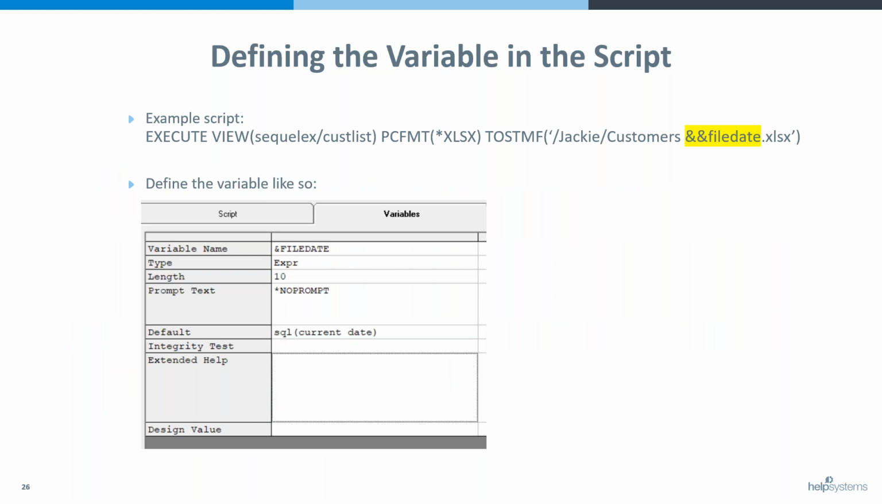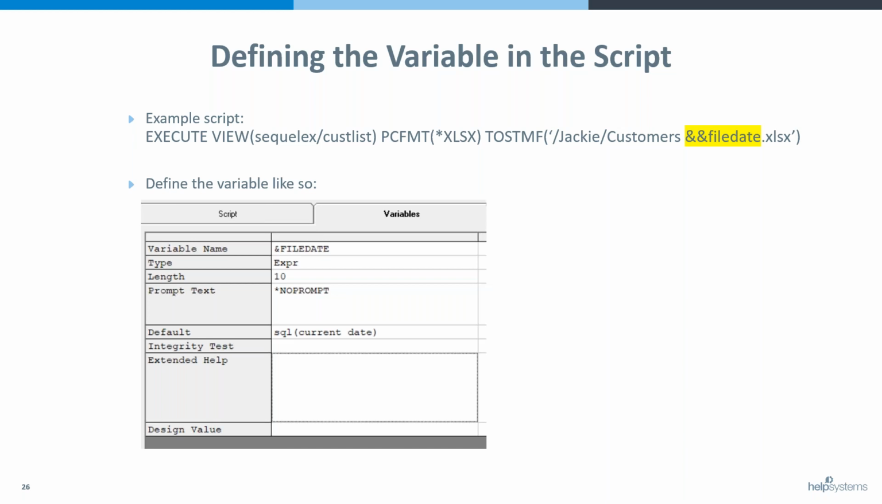So an example script that demonstrates this would be a simple execute of a view. Then in your toStream file parameter, you specify the path to the folder on the IFS that you want to save your view results to. And this is also where we see the variable for part of the file name. So my complete file name will be customers with the date value from the variable.